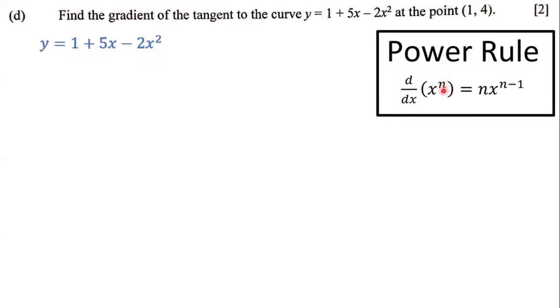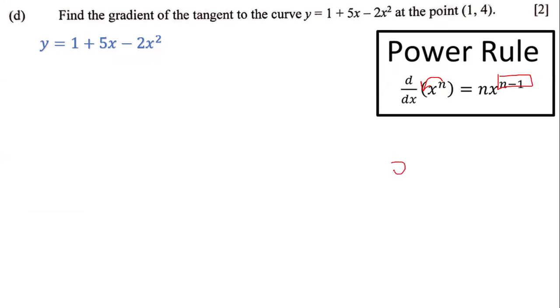And so what the power rule basically says is that if you have x to the power of n, let me just show you what I mean by the power rule. All you need to do is take n and multiply it by x. So bring it down here, multiply it by x, and then raise x to the power of n minus 1.